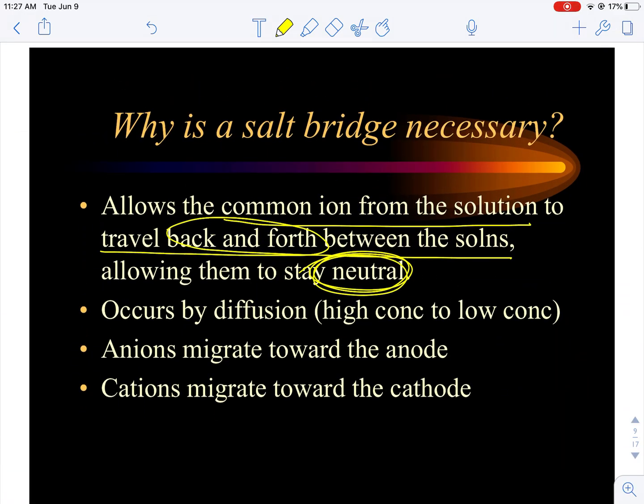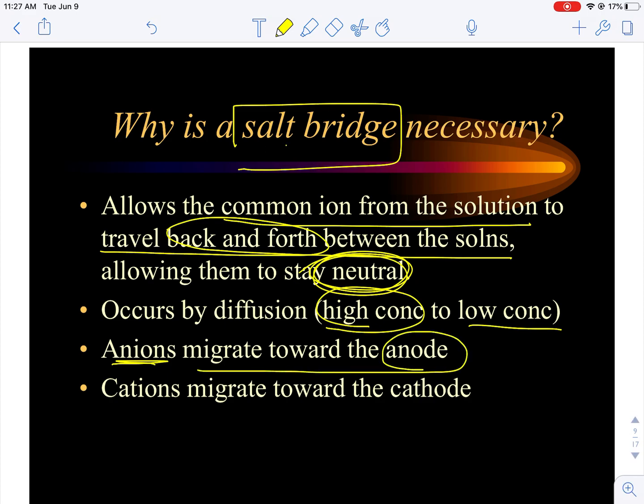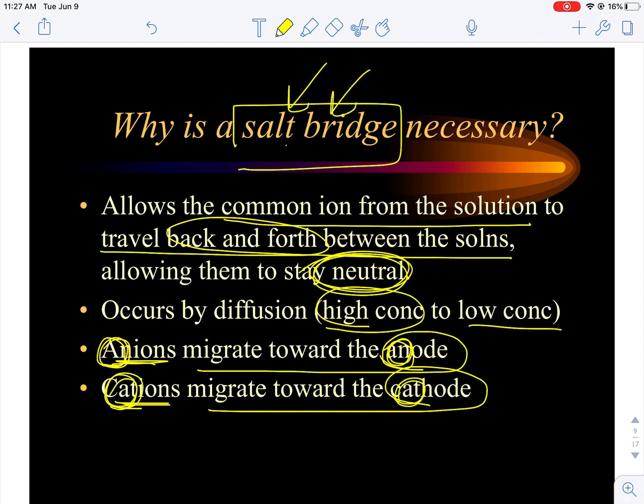This occurs by diffusion. Our salt bridge is going to have a high concentration of ions, and they're going to go into the beaker where there's a low concentration of ions. And the way that it works is that the anions in the salt bridge are going to migrate towards the anode, and the cations in the salt bridge are going to migrate towards the cathode. And that is not a mistake. Anions go to the anode, cations go to the cathode from the salt bridge. We're not talking about the chemical reaction.